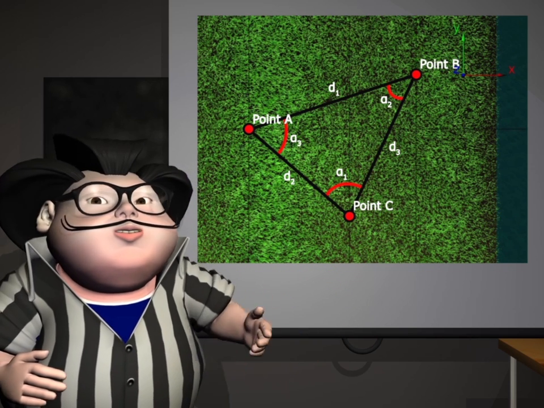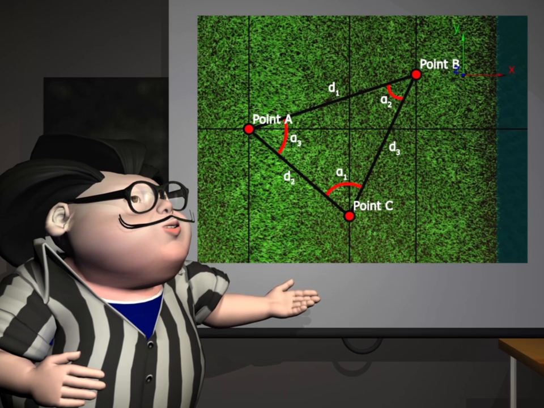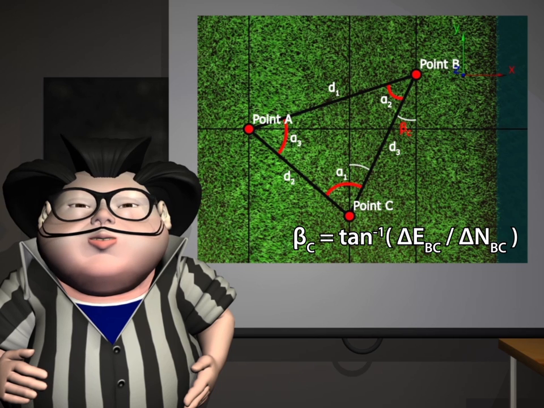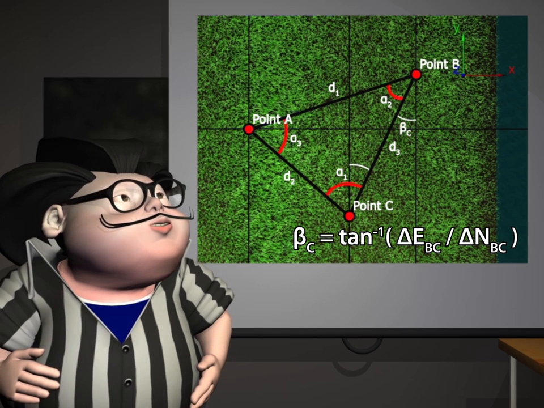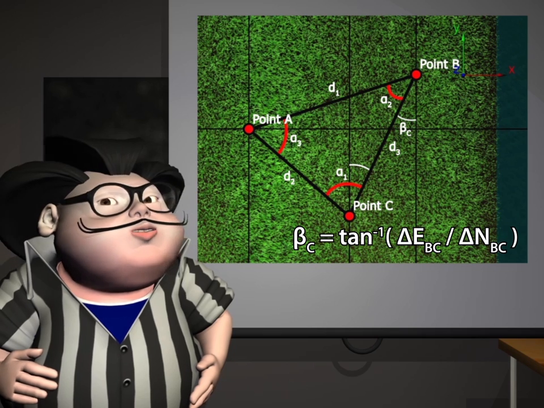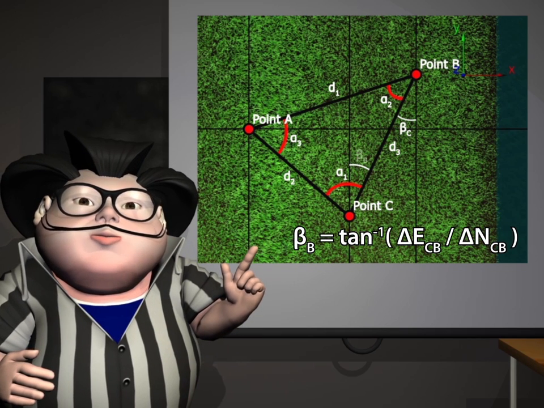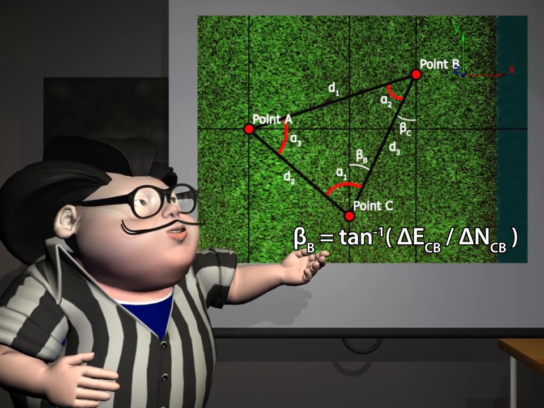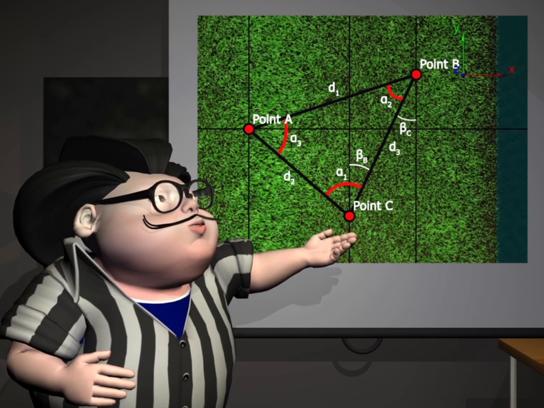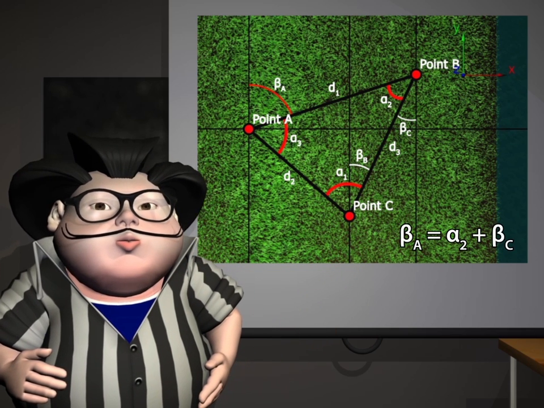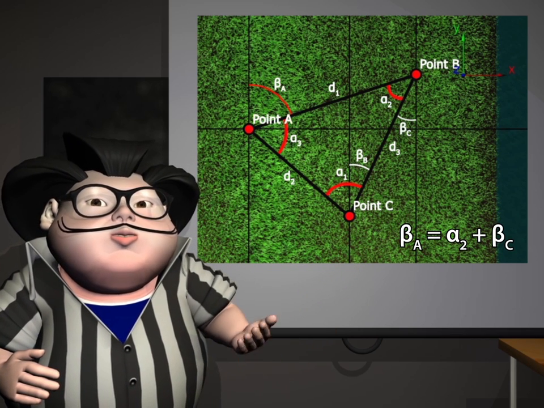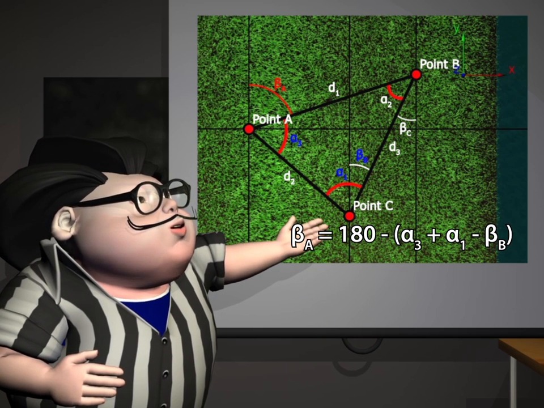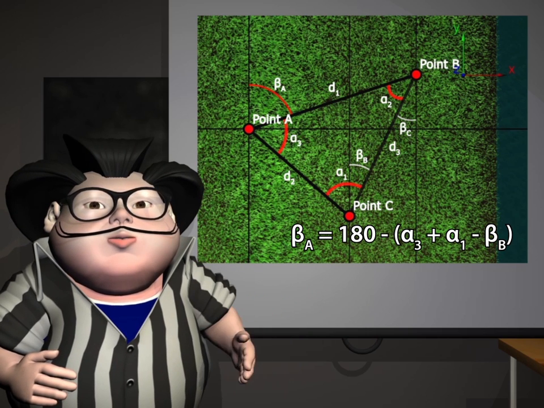The bearing between B and C, or C and B, beta BC, is either beta C equal to the inverse tangent of delta E BC divided by delta N BC, or beta B is equal to the inverse tangent of delta E CB divided by delta N CB. Using point B, bearing A is equivalent to alpha 2 plus bearing C. Using point C, bearing A is equivalent to 180 minus the total of alpha 3 plus alpha 1 minus bearing B.